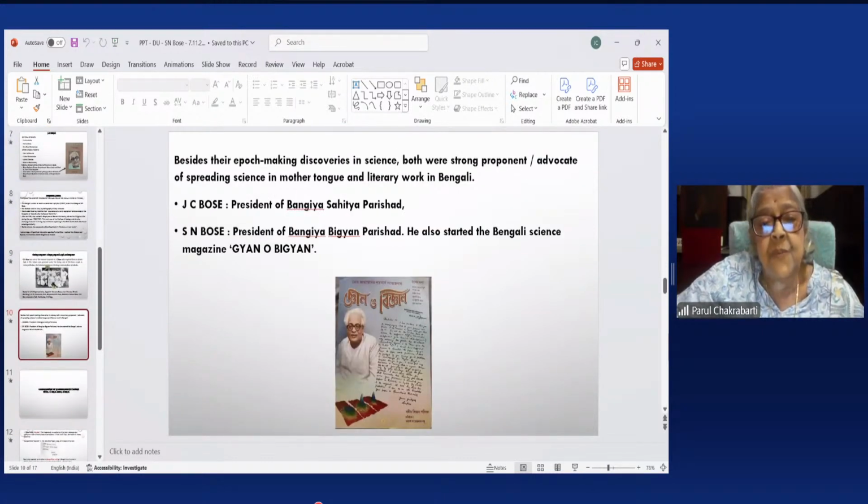Besides their epoch-making discoveries in science, both were very strong proponents and advocates of spreading science in the mother tongue and of literary work in Bengali. J.C. Bose was president of Bangiya Sahitya Parishad. S.N. Bose was president of Bangiya Bigyan Parishad. He also started the Bengali science magazine Gyan Vigyan.